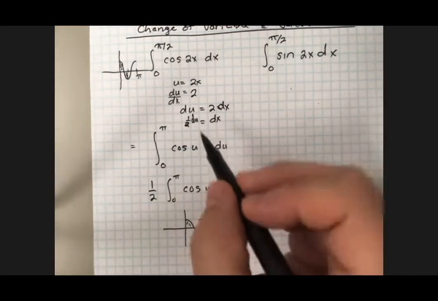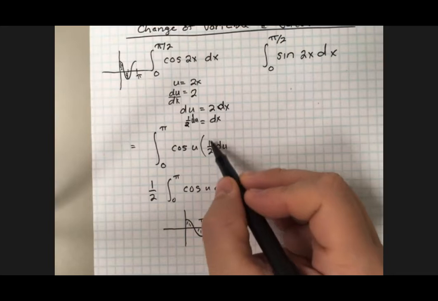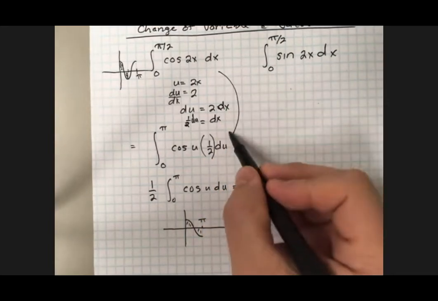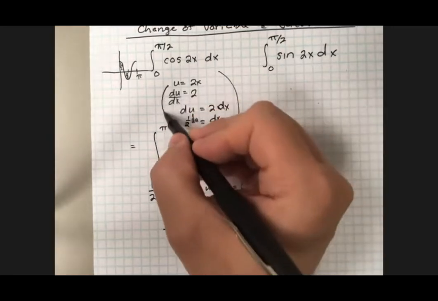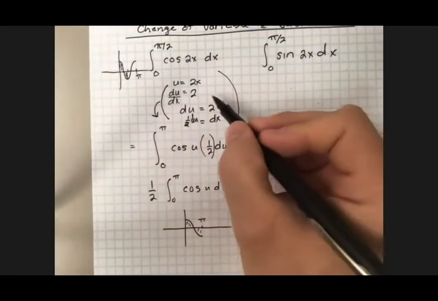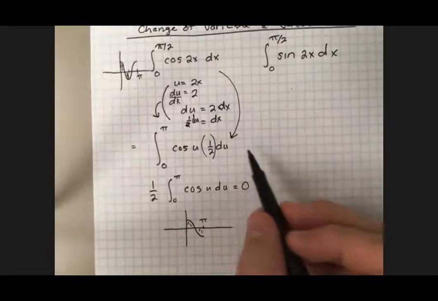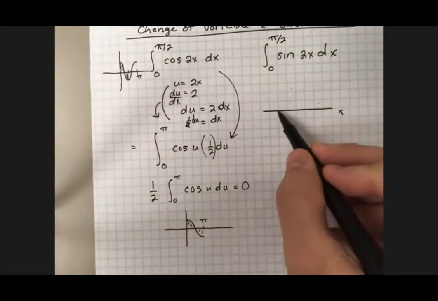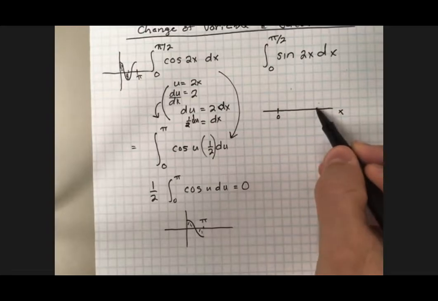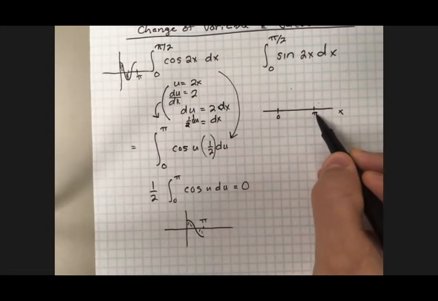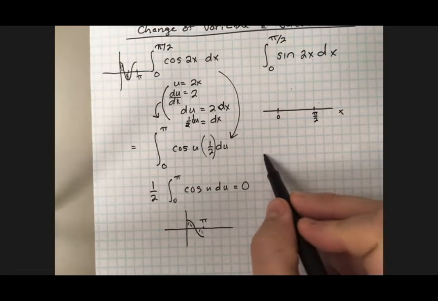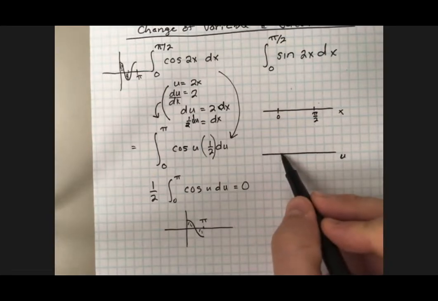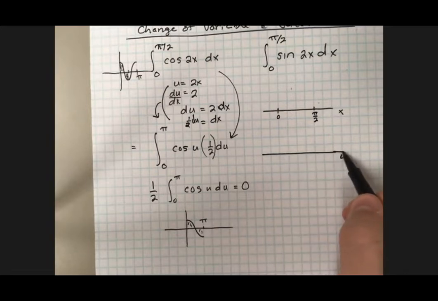What was more interesting to me is this 1/2. To recast this integral, to perform this u substitution, what did I have to do? I had to take the interval on the x-axis from 0 to pi/2, and I had to recast it as an interval on another axis, a u-axis, from 0 to pi.